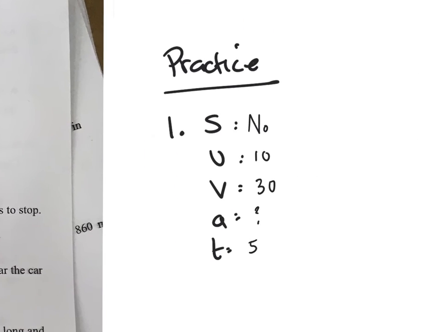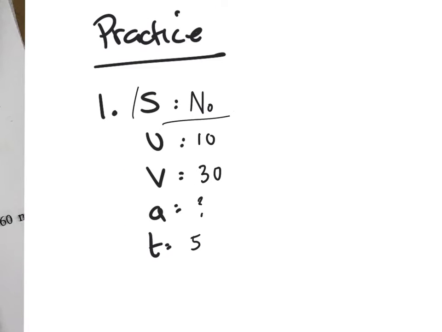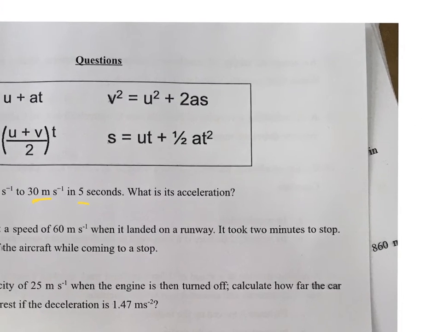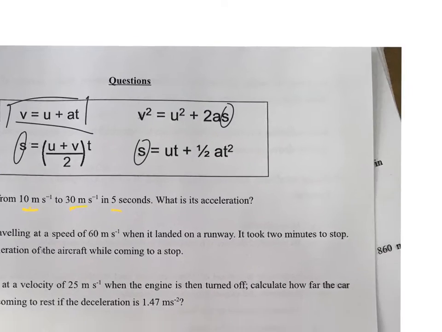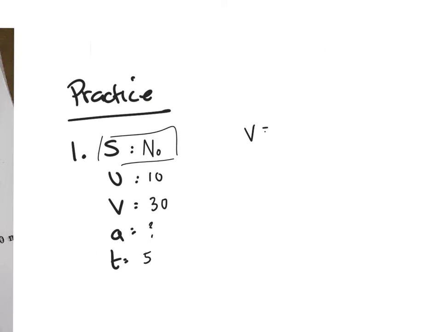So I need to pick an equation now with no s. So I'm looking for one of these equations with no s. Well, this has got an s, so I'm not going to use that one. This has got an s, I'm not going to use that one. This has got an s, I'm not going to use that one. So the one I'm going to use this time is v equals u plus at.